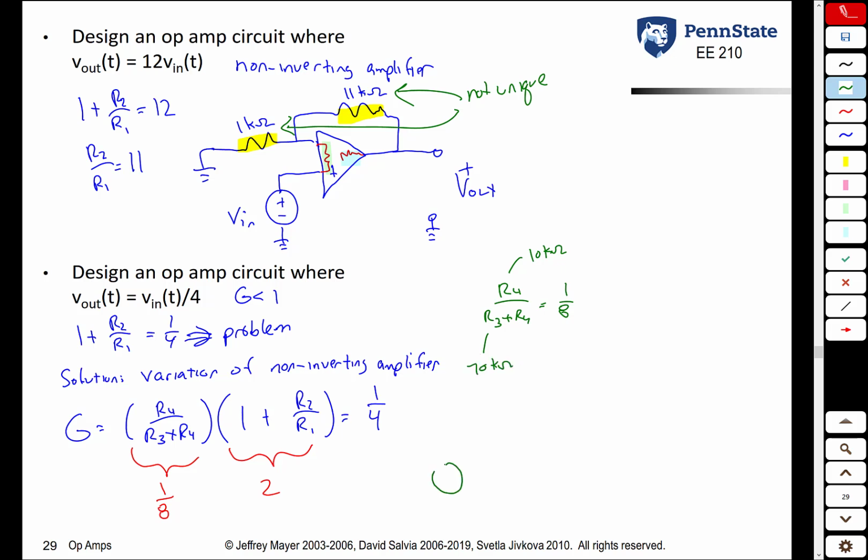So one solution: V in here, we have a 70 kilo ohm resistor and a 10 kilo ohm resistor. We're going to feed that to the non-inverting input of our op-amp. The voltage here, V plus, is equal to what? V in over 8.